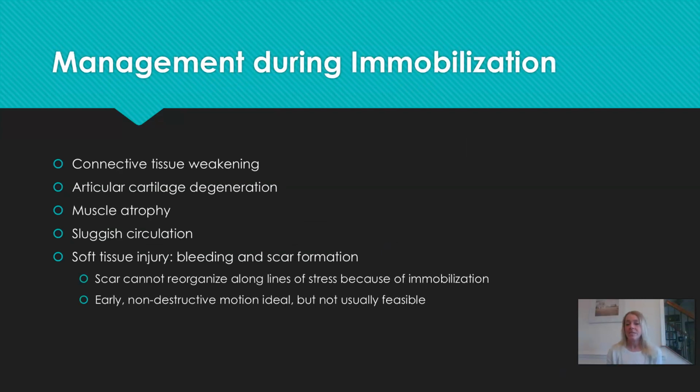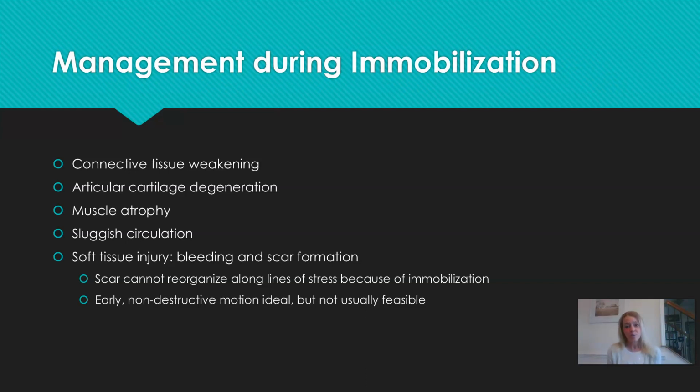So during immobilization, because most fractures are going to be immobilized, we will see some connective tissue weakening. The articular cartilage will start to degenerate because, again, they're not moving, they can't move, so that synovial fluid is getting more stagnant and not feeding the articular cartilage. Muscle atrophy, if you ever had a broken bone and were casted, you can attest to the fact that when that cast comes off, those muscles are absolutely atrophied. Decrease in circulation, and there could be some soft tissue injury as well, depending again on the type of fracture that there was.